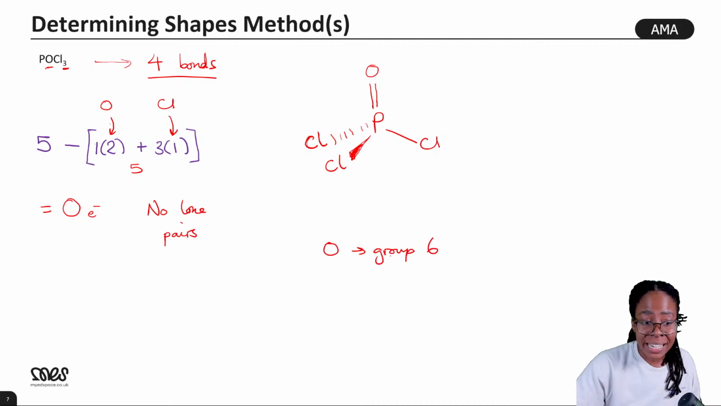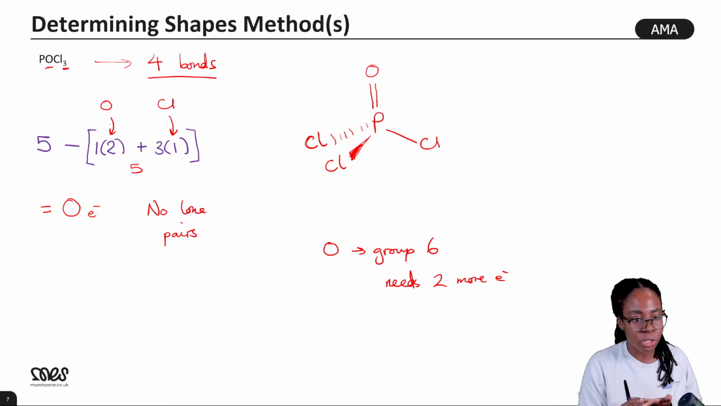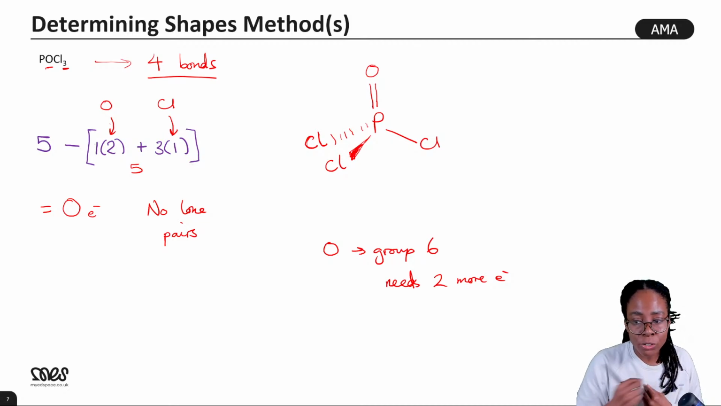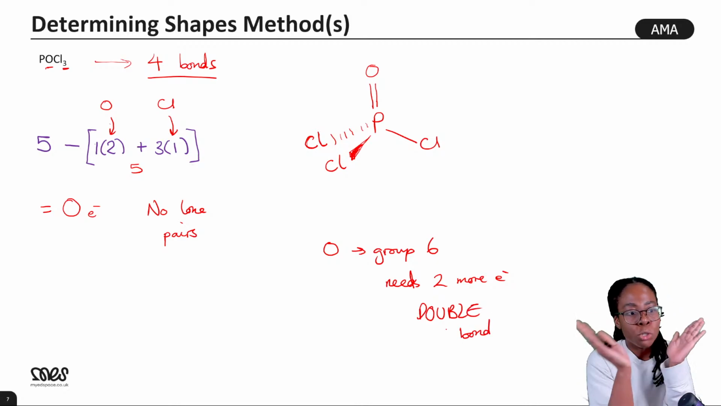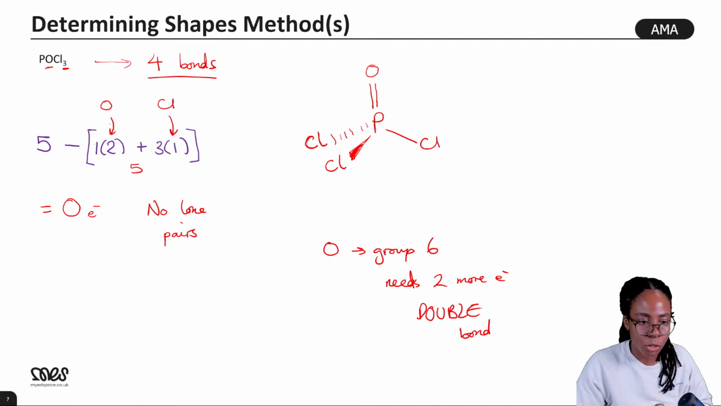Which means it has 6 electrons on its outer shell. So that means that each oxygen will need 2 more electrons to complete its outer shell, to fulfill its octet. So if it needs 2 more electrons, it's going to form a double bond. If it's only bonded to one thing, or 2 things separately, but here it's not.